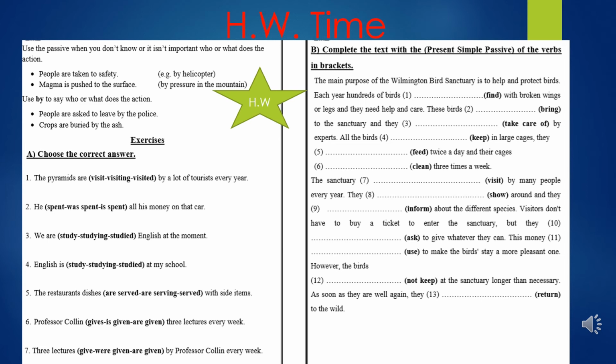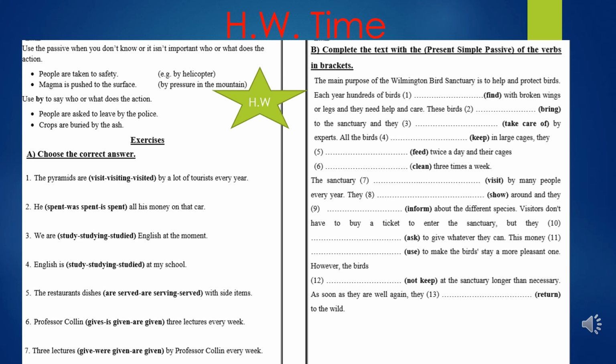So as usual, after we finish our lesson, we have to practice. So open your booklet, grammar booklet, page 20, exercise B. Complete the text with the present simple passive of the verbs in brackets. Okay, before answering the complete question, what do we have to do? We have to read the full text. So before you continue the audio, I'm going to give you around 1 minute to read the full text.